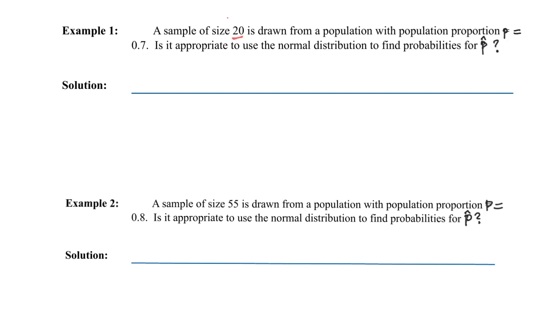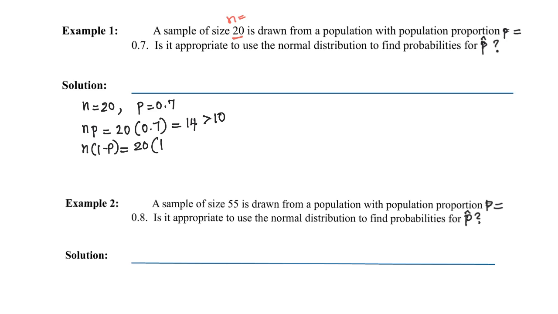A sample of size 20 is drawn from a population with population proportion 0.7. Is it appropriate to use a normal distribution to find the probabilities for P cap? So we need to check whether NP and N times 1 minus P are both greater than or equal to 10. That means both should be at least 10. One is greater than 10, but the other one, N times 1 minus P, is less than 10. So we cannot be certain that the distribution of P cap is approximately normal.